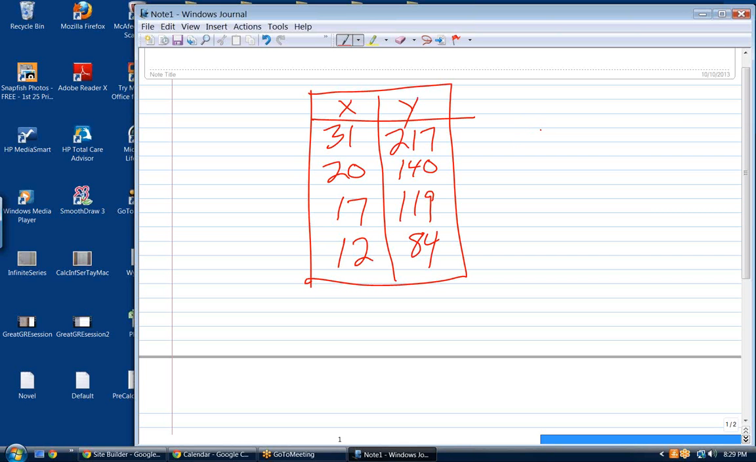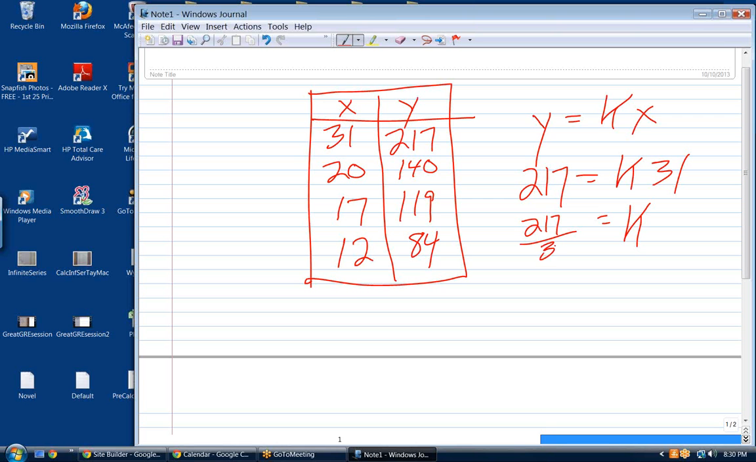Okay, so first thing is it's direct. I mean, it's the first thing we can kind of guess at. So 217 equals k times 31. That means that 217 divided by 31 is 7. So k equals 7. Yeah, 7, I believe.